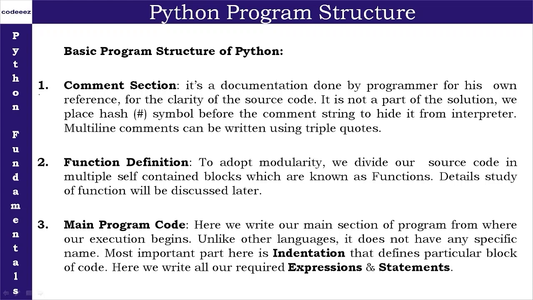The first is the documentation section, also known as the comment section. The second is subfunctions definition, and the third is main program code. So let us begin with the comment section, also known as documentation. Documentation is nothing more than a note made for better understanding of the program code.